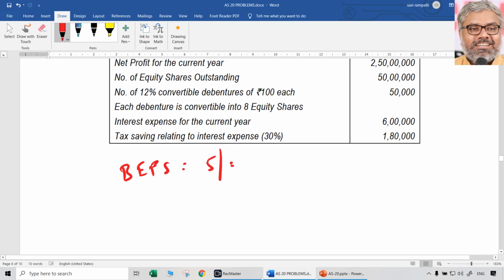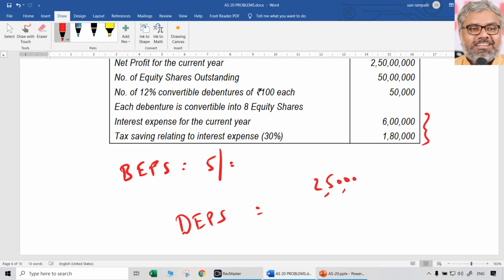Then the number of equity shares is given. Number of 12% convertible debentures of 100 rupees each is 50,000. Each debenture is convertible into 8 equity shares. Interest expenditure for the current year is given already. Tax saving related to that is also given. So all that we need to do for diluted EPS is adjust the numerator. What is the net profit for the current year? 2 crores 50 lakhs. Interest expenditure saved is 6 lakhs. Tax saving missed now is 1,80,000. So add 6 lakhs and deduct 1,80,000 in the numerator.